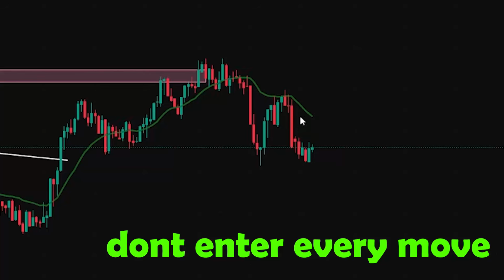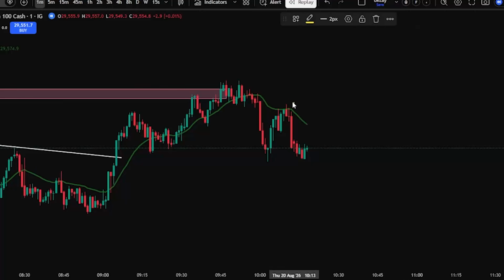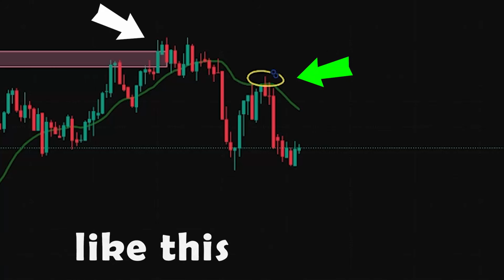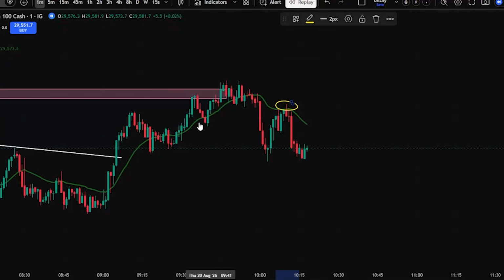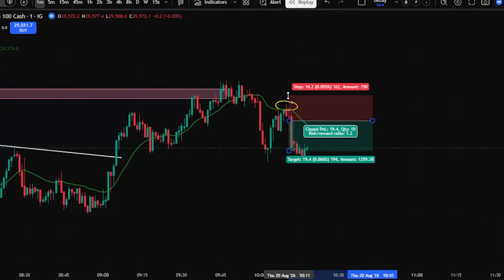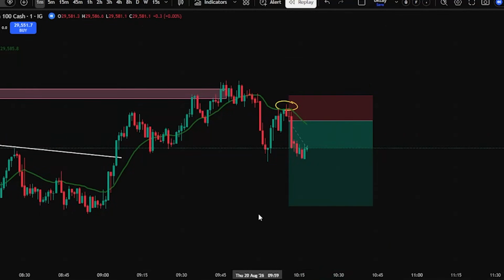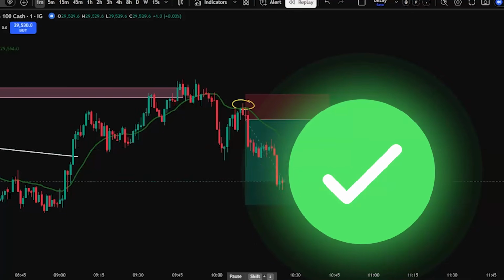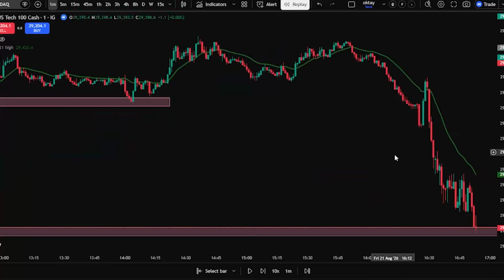He does not chase every quick move in the market, but waits for a combination of several valid signals. So always check these three steps: liquidity area, liquidity sweep, confirmation with EMA 21. The more filters you have, the fewer trades you will make, but the quality of the setups can be better. Now let's move on to another backtest.